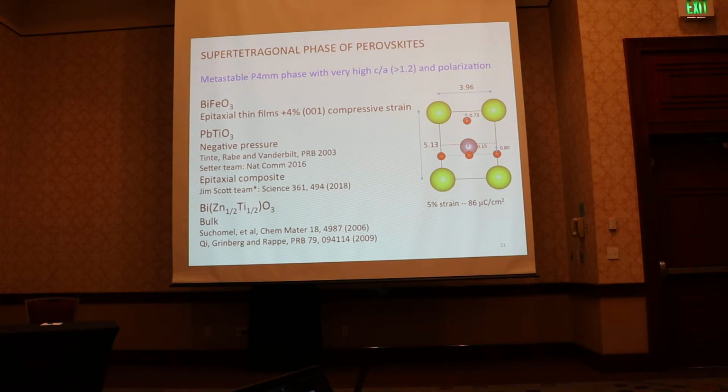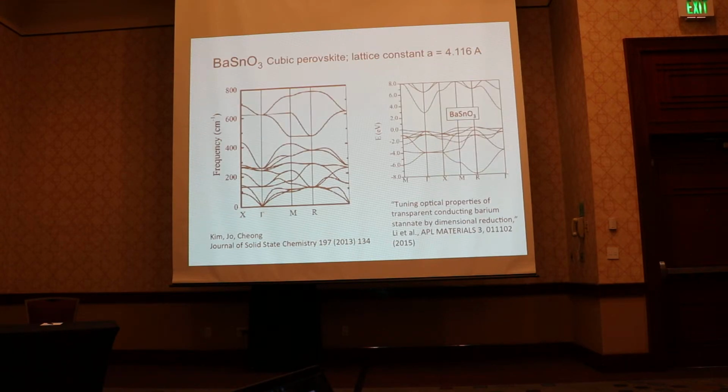And these super tetragonal phases are pretty much everywhere. In bismuth ferrite, you get a super tetragonal phase with very high compressive strain. We found one in lead titanate using negative pressure. And I hope we're going to hear about this in Jim's talk. They have a really nice paper in Science showing how to realize the super tetragonal phase of lead titanate under ambient conditions. And then there are other examples, like from Andrew Rappe's group, bismuth zinc titanate.